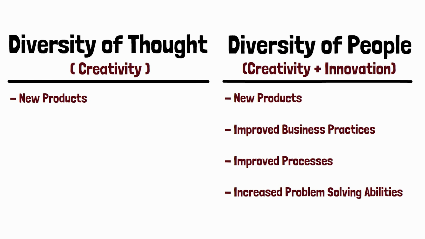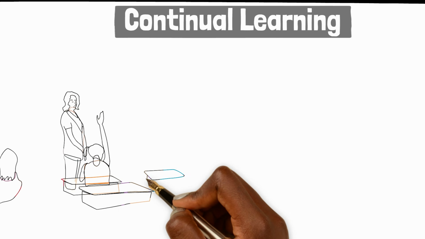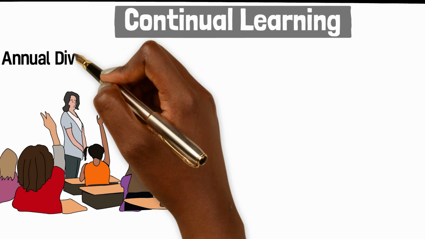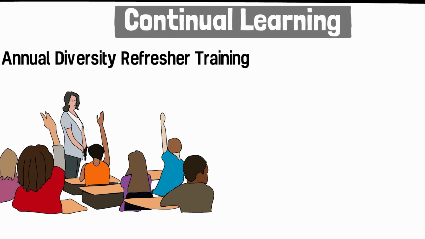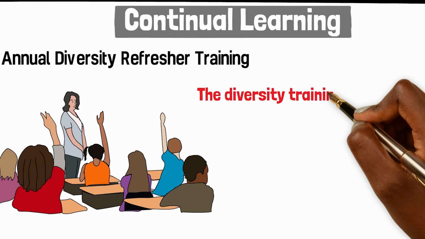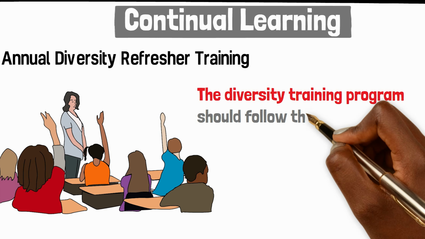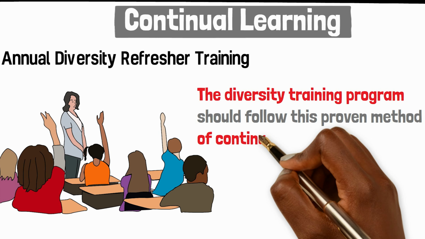After an employee completes the training program, the learning process is not over. Each employee should be required to complete at least 2 diversity refresher courses annually. The continuous training requirements of the diversity program should be no different than other training programs, such as the ones you take to become a doctor, a program manager, a speech pathologist, etc. After a student graduates from those programs, they are required to continue their learning by taking courses throughout the year in order to stay relevant in their profession. The diversity training program should follow this proven method of continual learning.